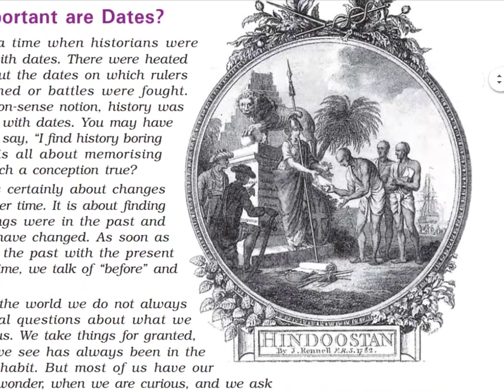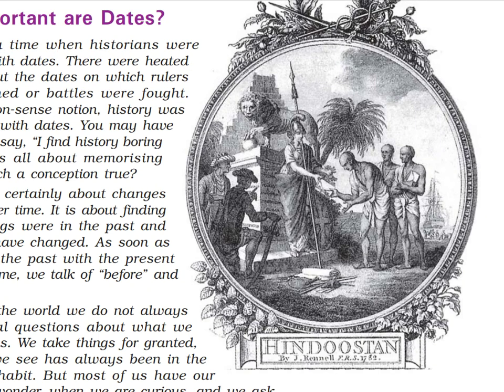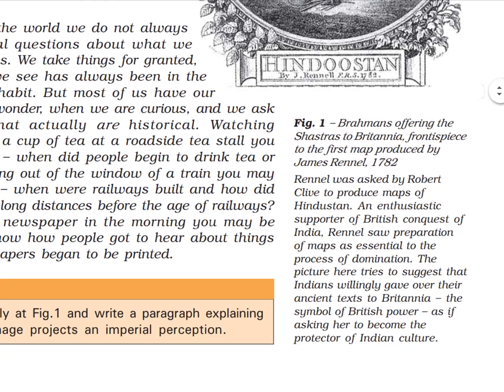Here you can see a picture. Focus on this picture. Yes, here you can see a Brahman. One Brahman is giving some group of Brahmanas, literature, Shastra, books, to Britannia. Now, see the description.